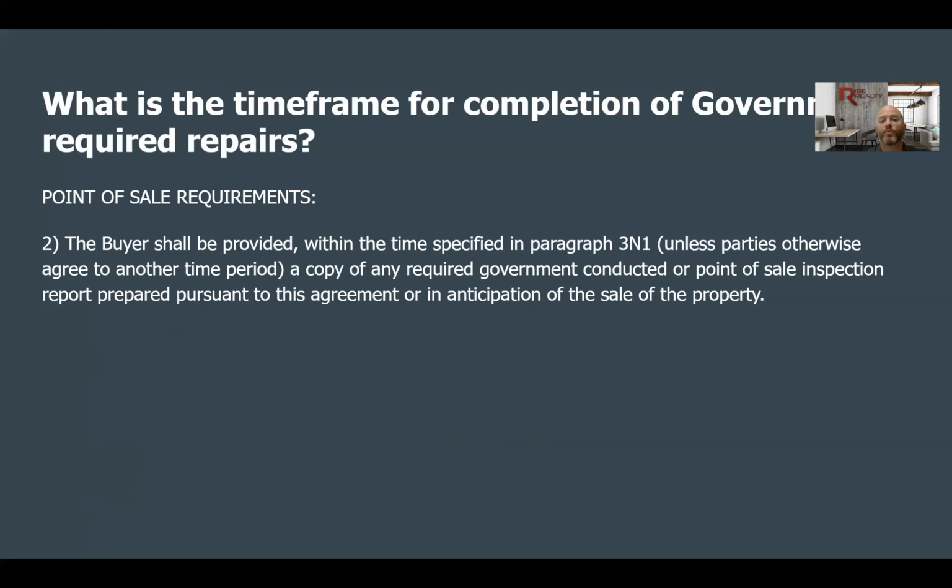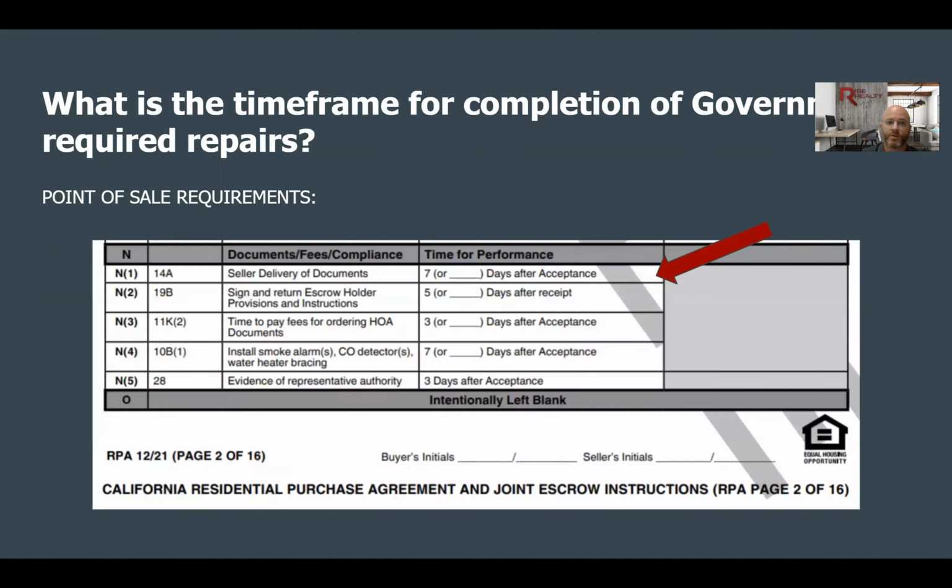The buyer shall be provided within the time specified in 3 and 1, unless parties otherwise agree, a copy of any required government conducted or point of sale inspection report prepared pursuant to this agreement or in anticipation of the sale of the property. So here we have 3 and 1 within the grid, and the seller needs to deliver these within 7 days after acceptance. So again, if you're selling a property in an area that has these ordinances, I would take care of that ahead of time and get information going on that.